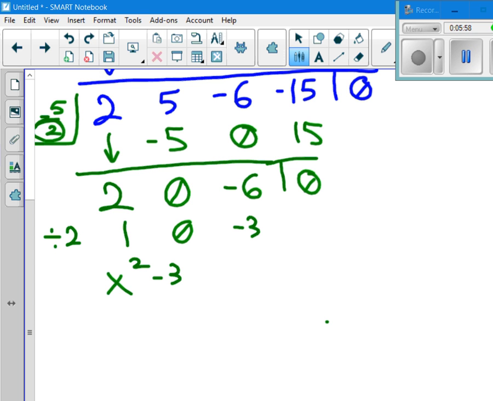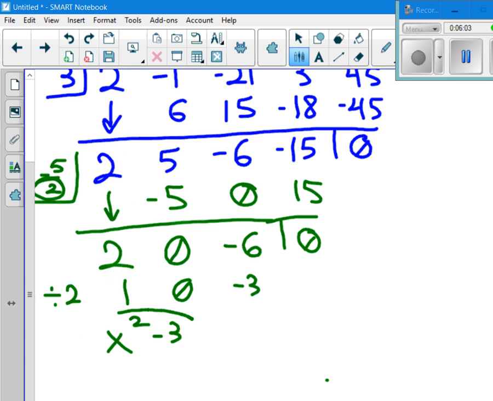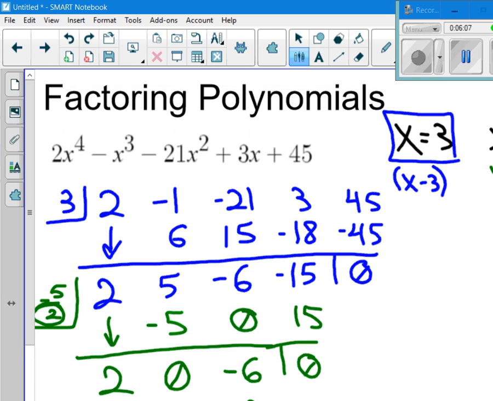Now at this point, I do want to graph to see a little bit about what's going on. So I'm going to take a look. I know what one of the factors is. It's x minus 3. From the x equals negative 5 halves, I get 2x is equal to negative 5. So 2x plus 5 equals 0. And so those are my other factors.